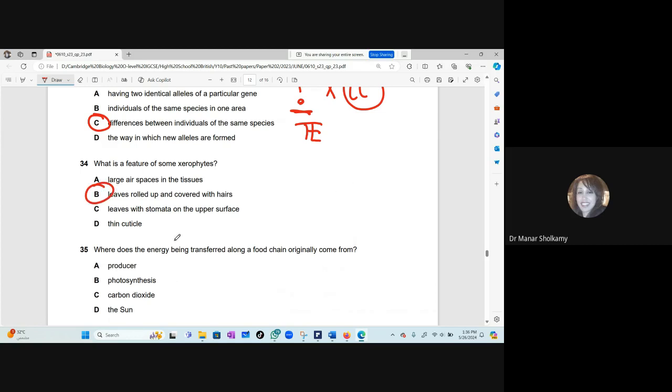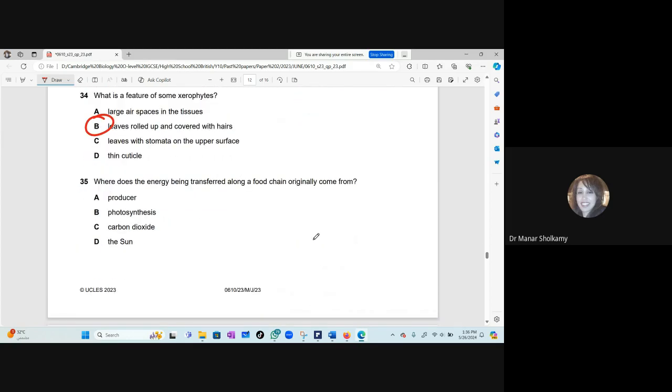35. Where does the energy being transferred along a food chain originally come from? Producer. What's the main source of energy? The sun. Yes, of course.